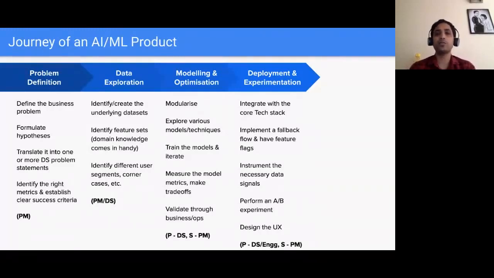And those fallbacks need to be defined by the PM. What do we do when the data science model doesn't work or it fails, right? Second is when you're doing an A/B experimentation. How do we test the A/B experimentation? A/B experiment. When do we conclude?